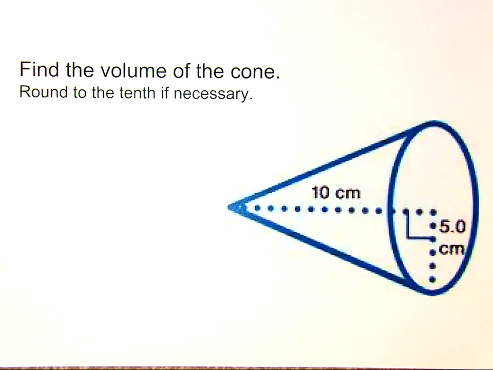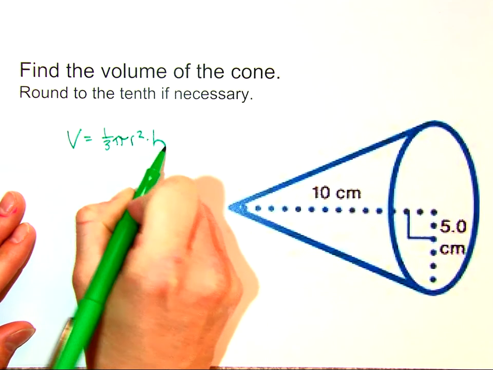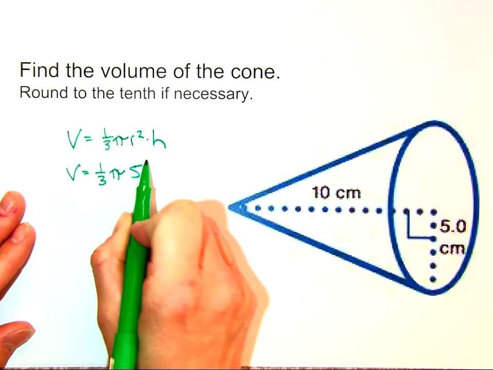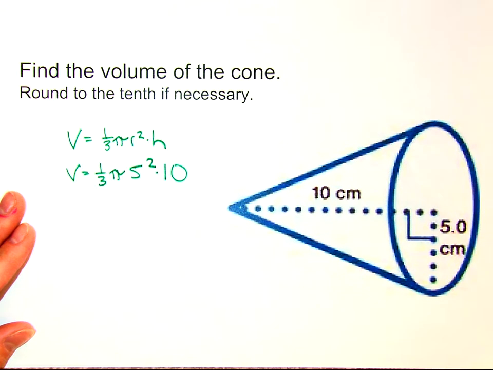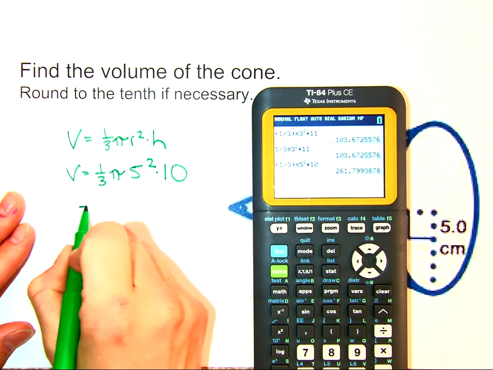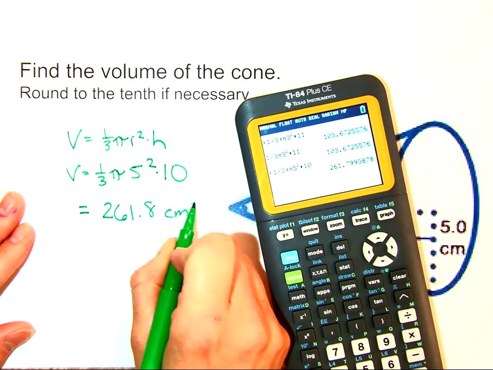Pause the video and try to find the volume of this cone. Okay, so volume is 1/3 pi r squared times height. So our radius is 5, our height is 10. So when we type that all into our calculator, hit enter, we find out that our volume is 261.8 cubic centimeters.